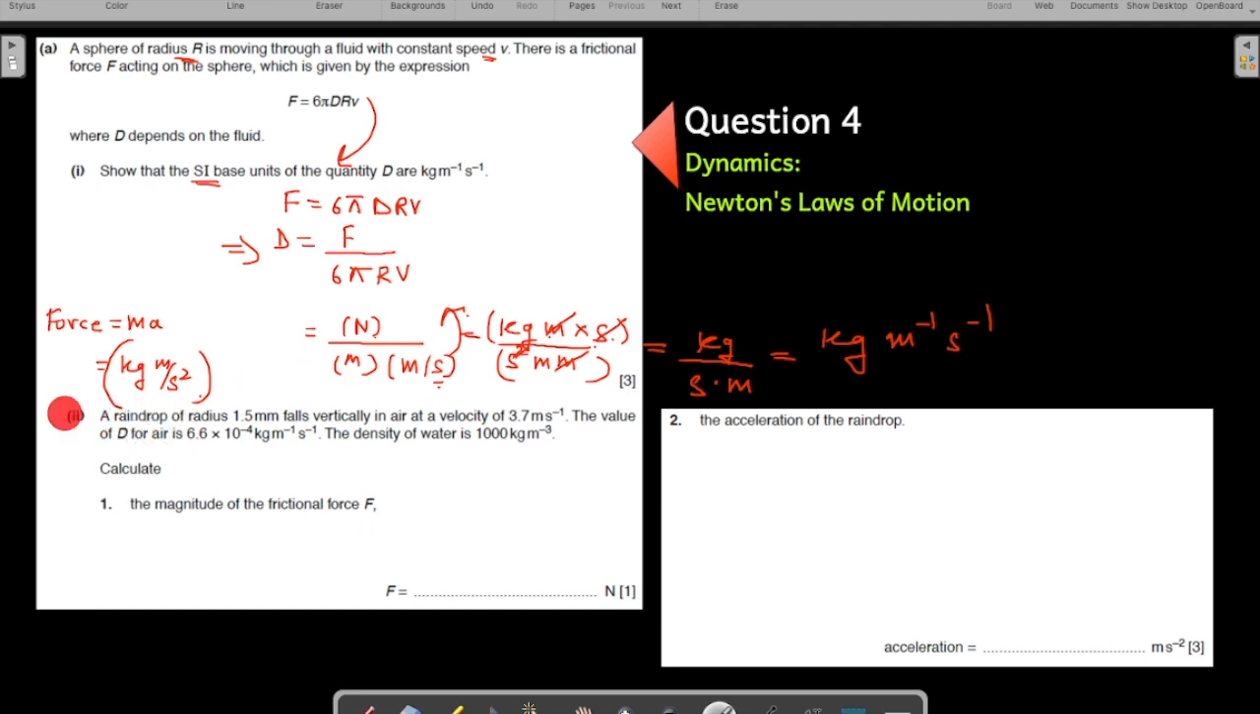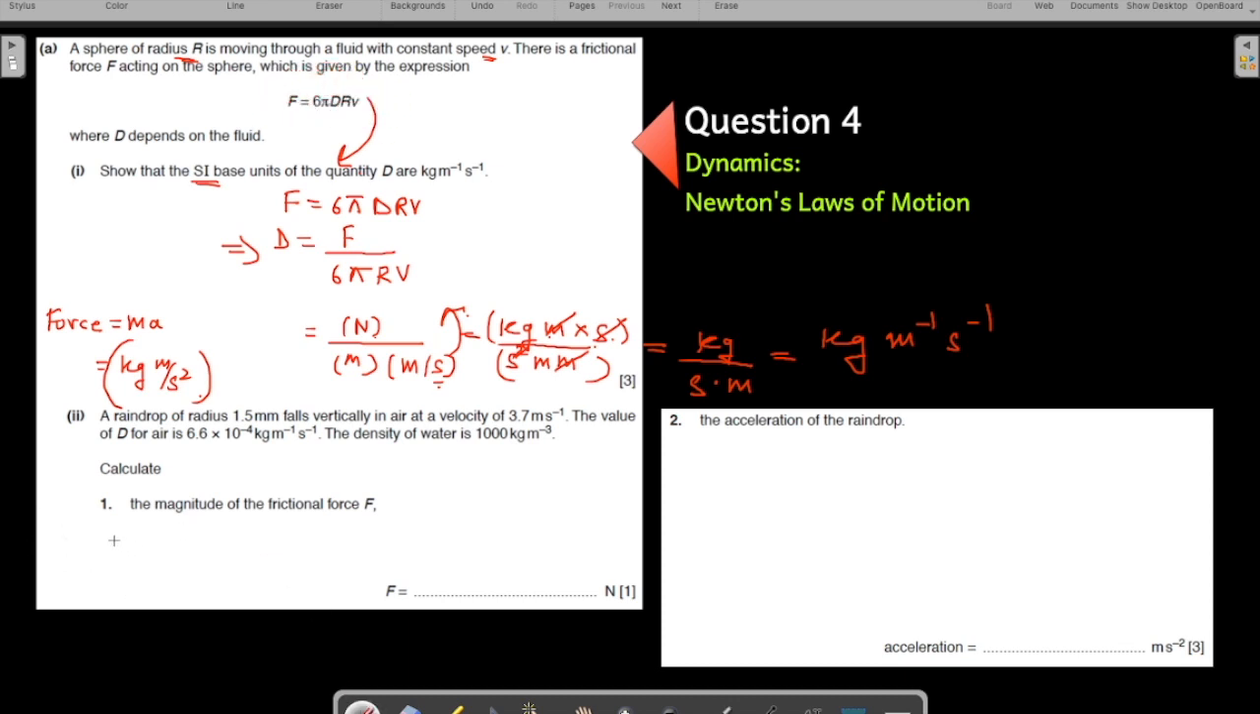A raindrop, I'm on the second question now. A raindrop of radius 1.5 mm, please keep taking note of the units as well, falls vertically in air at a velocity of 3.7 meters per second. The value of d for the air is given to you and the density of the water is also given to you. Calculate the magnitude of the frictional force. Use this formula, it is already given to you.